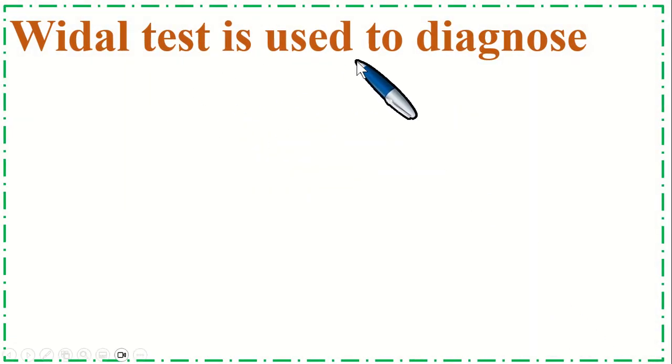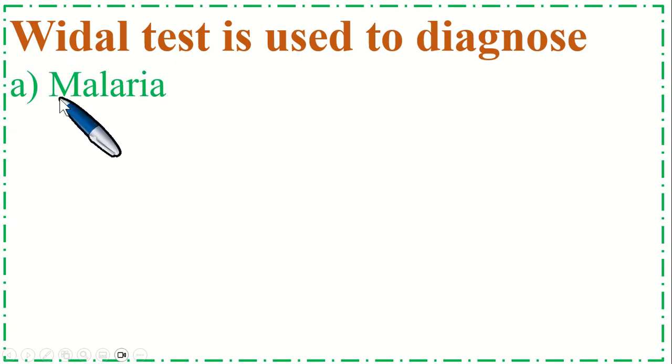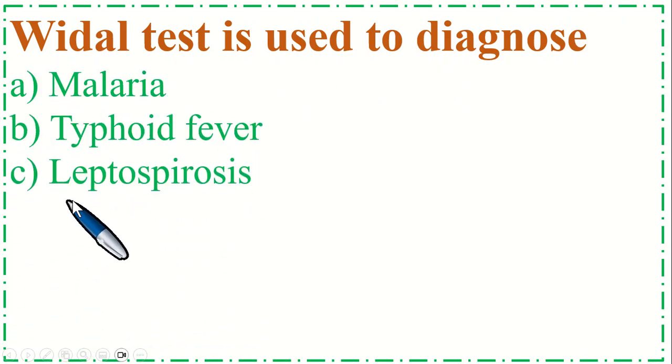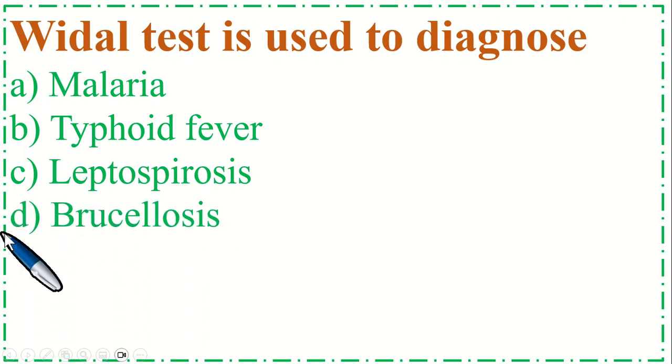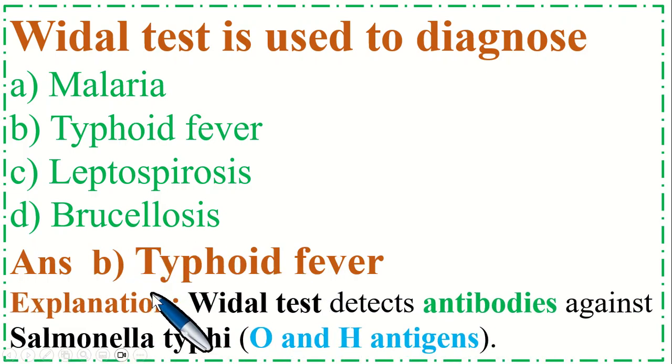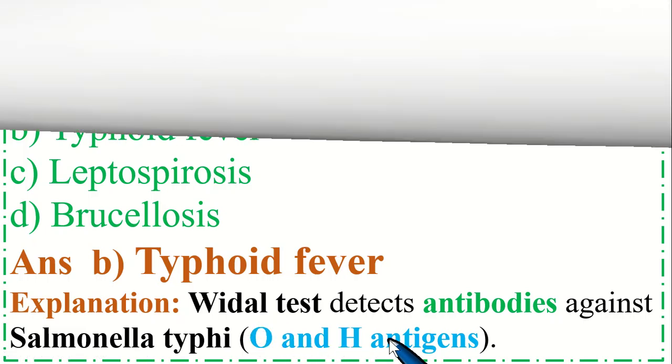Widal test is used to diagnose option A malaria, B typhoid fever, C leptospirosis, and option D brucellosis. So the correct option is B, typhoid fever. Explanation: Widal test is used to detect antibodies against Salmonella typhi, which are the O and H antigens.